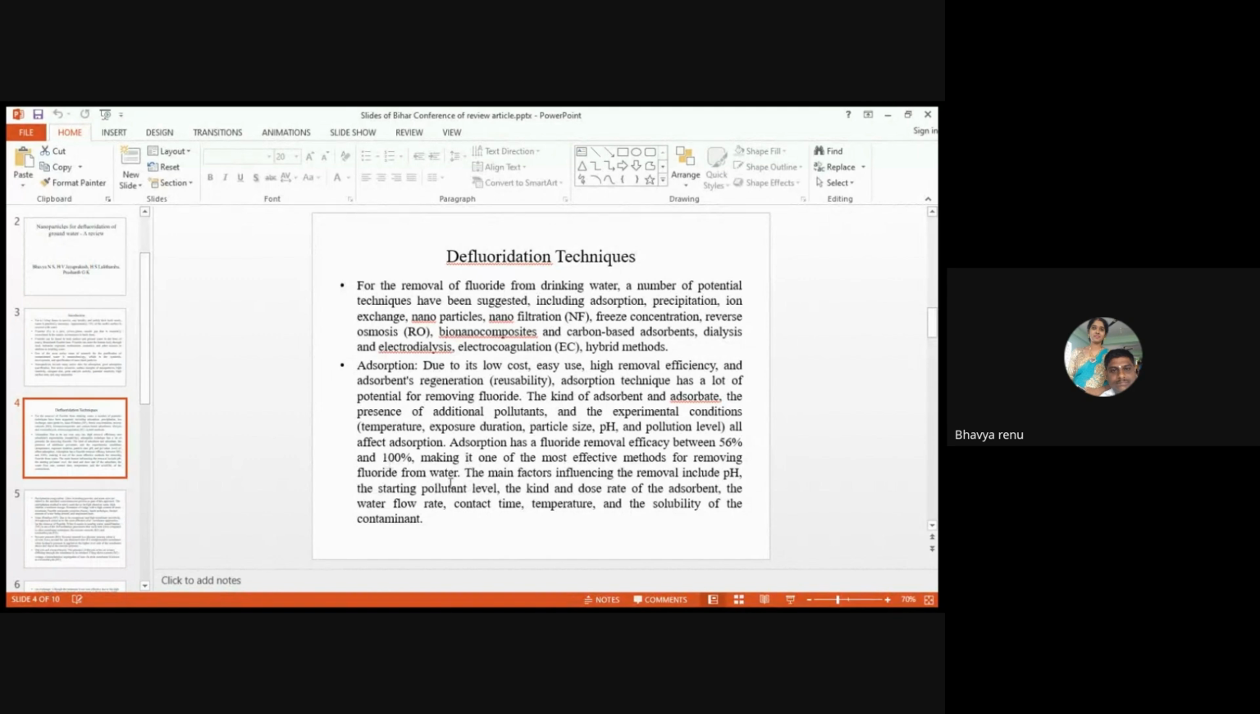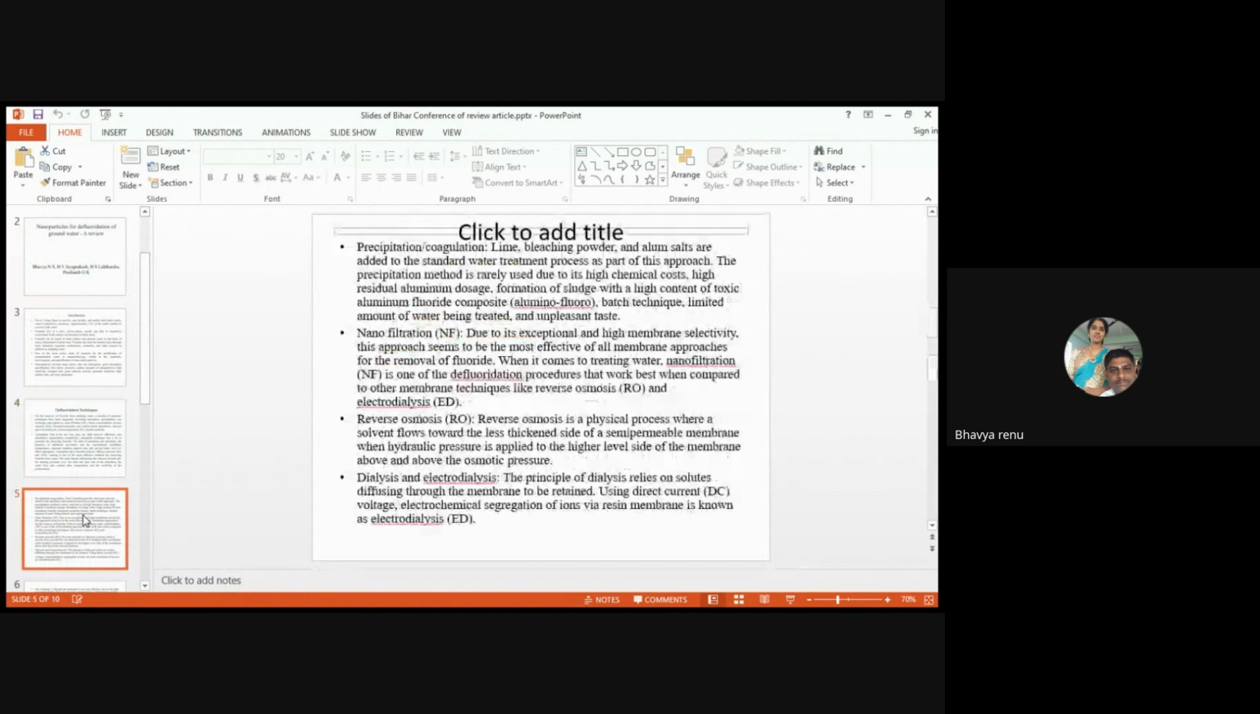The main factors that influence the removal of fluoride include the starting pH, pollutant level, the kind and dosage rate of the adsorbent, the water flow rate, contact time, temperature, and the solubility of the contaminant.